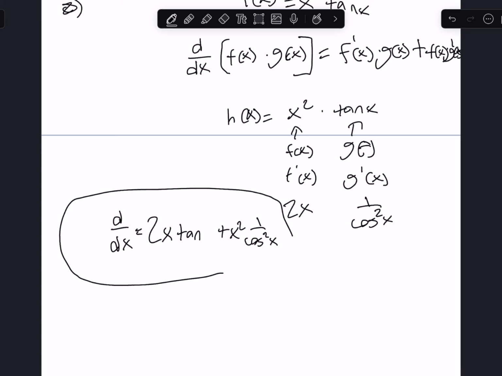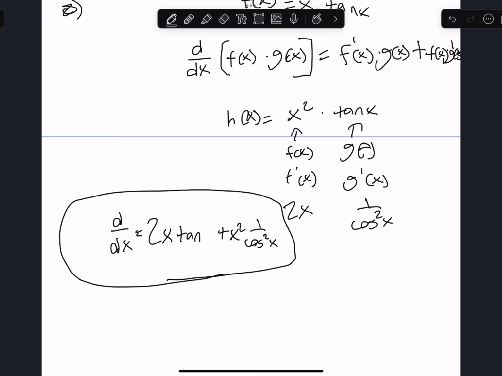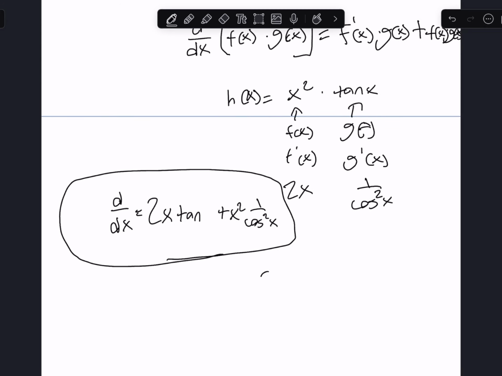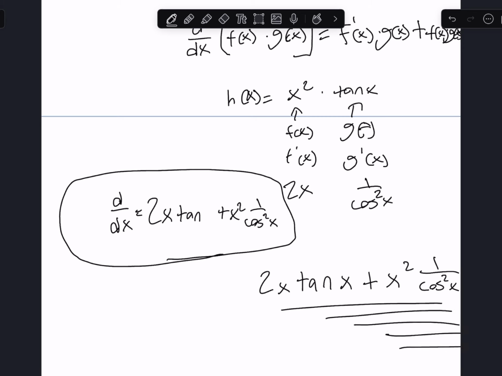And that is our final equation. That is the derivative of the trigonometric function x squared tangent x. To solve this, we simply just input our values into the product rule to get 2x tangent x plus x squared times 1 over cosine squared x. And this is our final answer. That is the derivative using the product rule. Thank you.